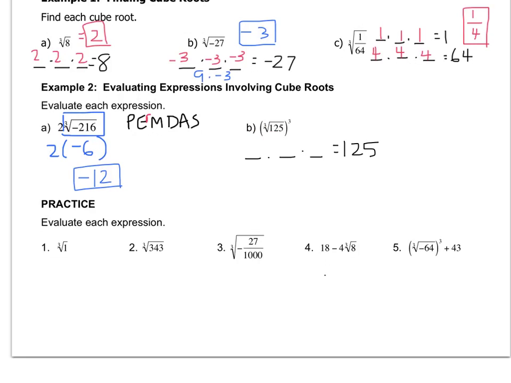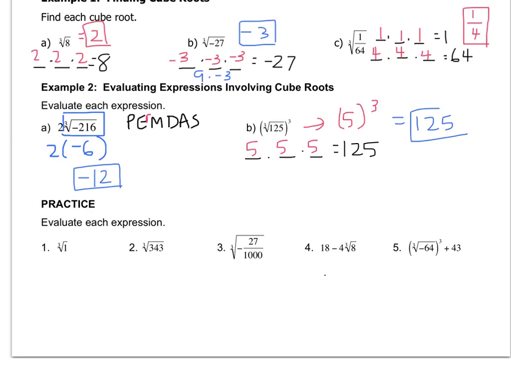Guess and check, you should get 5. And so the answer that we're going to put in the parentheses is 5. And then we have to do the rest of it, which was raising it to the third power. 5 times 5 times 5 is 125.